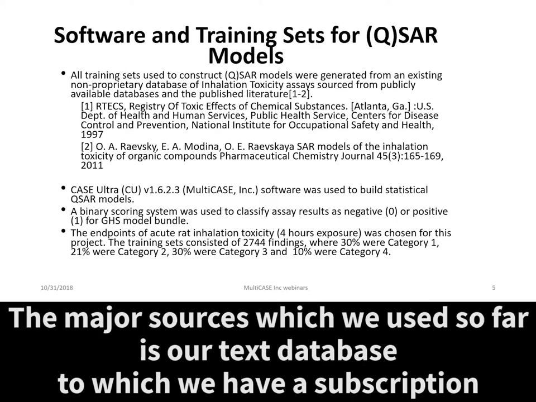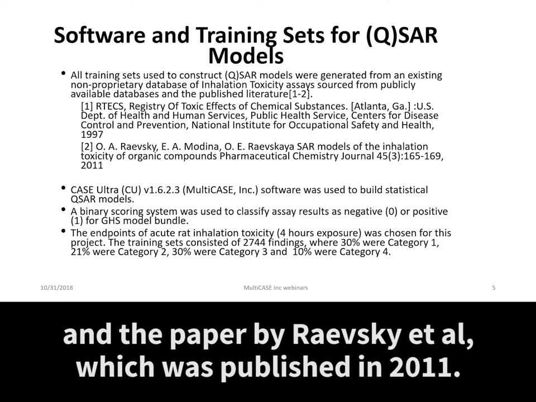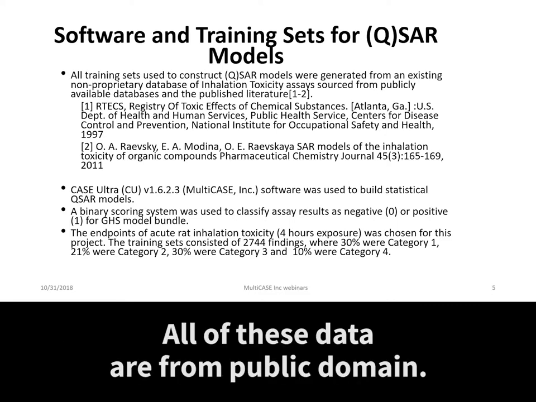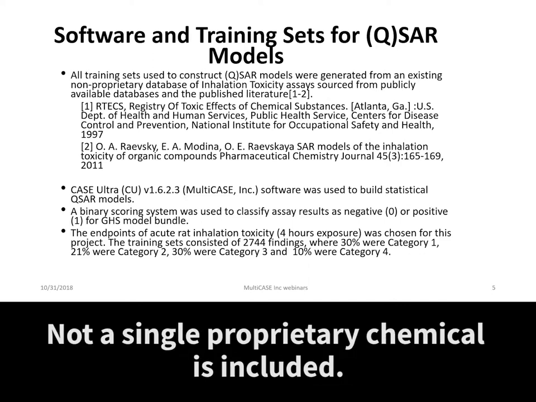The major sources which we used so far are the RTECS database, to which we have a subscription, and the paper by Rayevsky et al., which was published in 2011. All of this data is from the public domain. Not a single proprietary chemical is included.